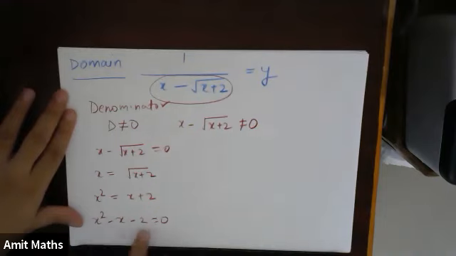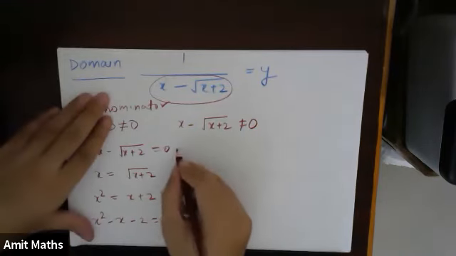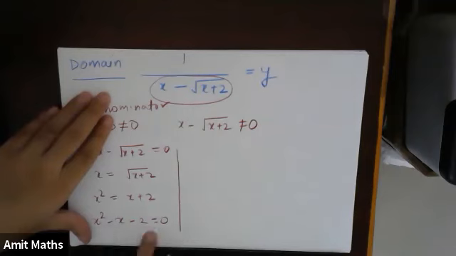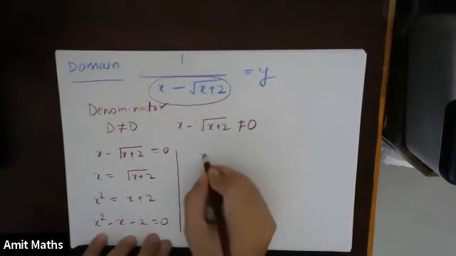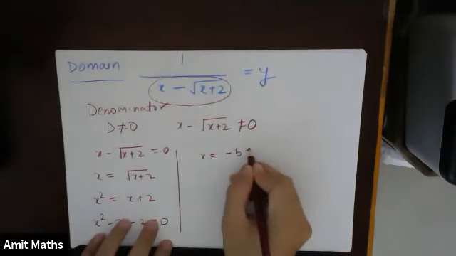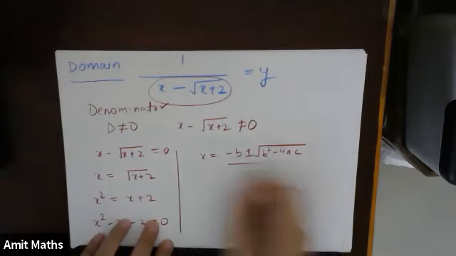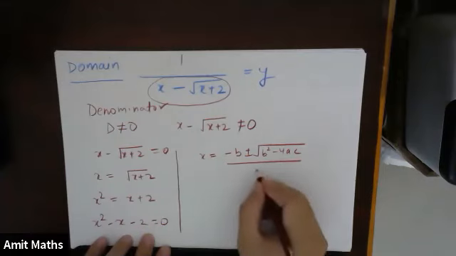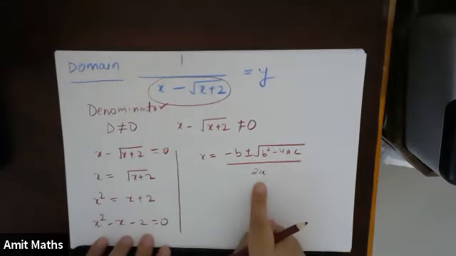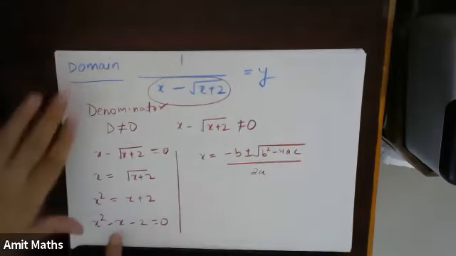x squared minus x minus 2 equal to 0. For this, I will find the roots. Now x is equal to minus b plus minus under root of b squared minus 4ac upon 2a. Either I can solve using this, or I can factorize this.